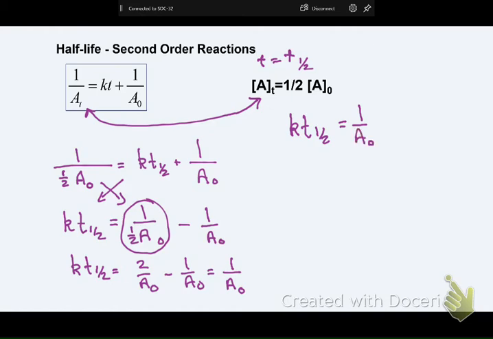And if I want a half-life equation, then I'm going to do this. t 1/2 is equal to 1 over k times A0. And you notice what's really different about this equation. It has a concentration in it. So in second order reactions, the half-life depends on whatever the starting concentration is.